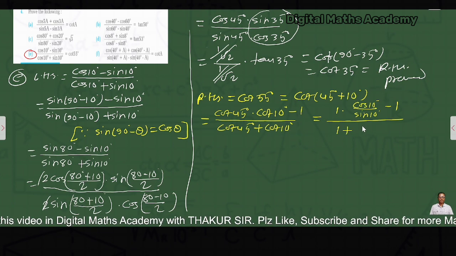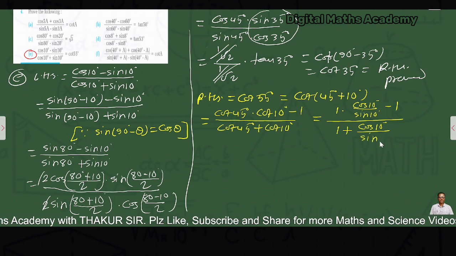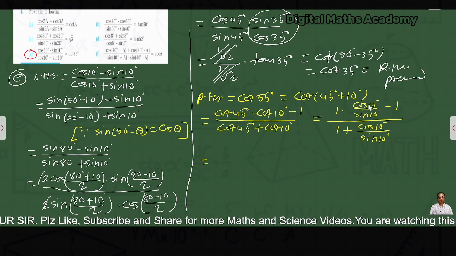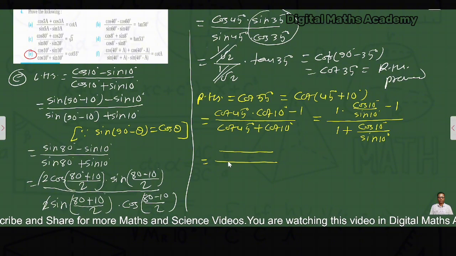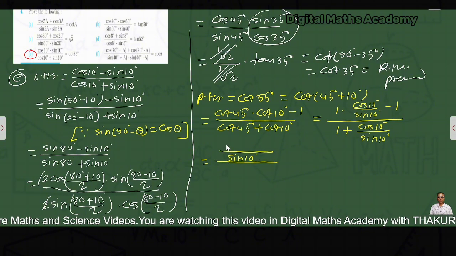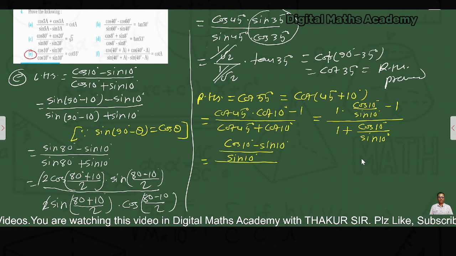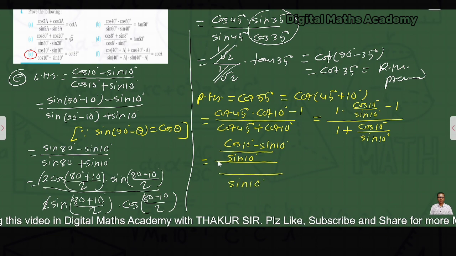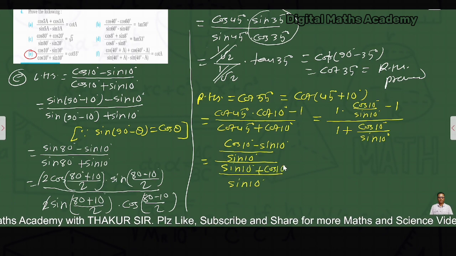here again cot 10 degree, so we write here cos 10 degree over sine 10 degree. So we changed cot into cos by sine. After that, we just take LCM, so it's our main line, and we have here sine 10 degree is LCM, so we write here cos 10 degree minus sine 10 degree. And at the denominator, we have here sine 10 degree, we have the LCM, and then we can write sine 10 degree plus cos 10 degree, right?